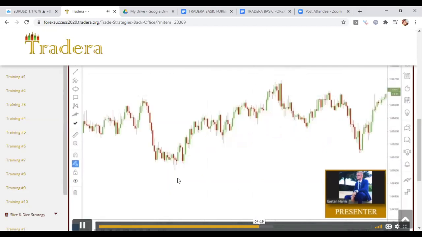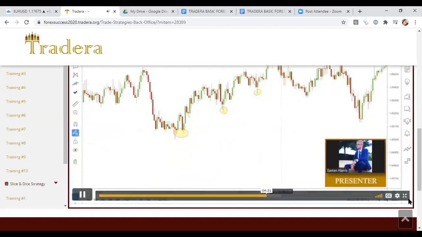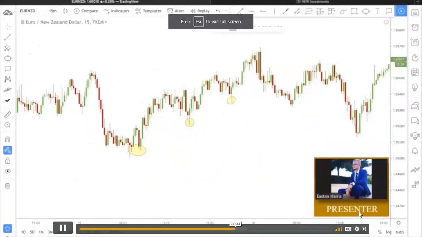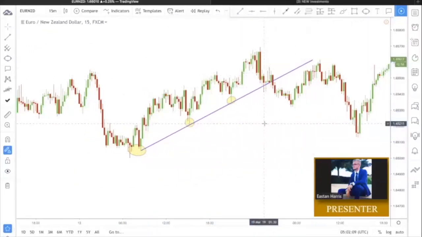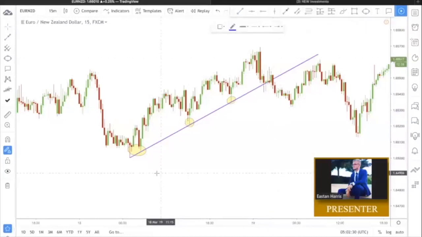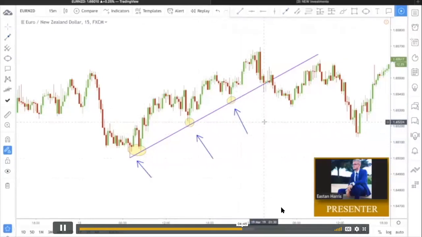On the 15-minute chart, we have several points here, points down here, another point here and another point right here. Price is clearly in an uptrend. So we're going to take our trend line tool and draw our trend line across. The way we want to do this is to connect the furthest points of the move. Very easy.